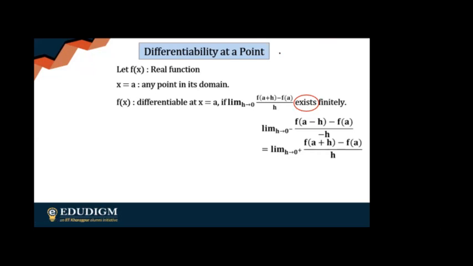This existence of a limit is something that we are all very familiar with.